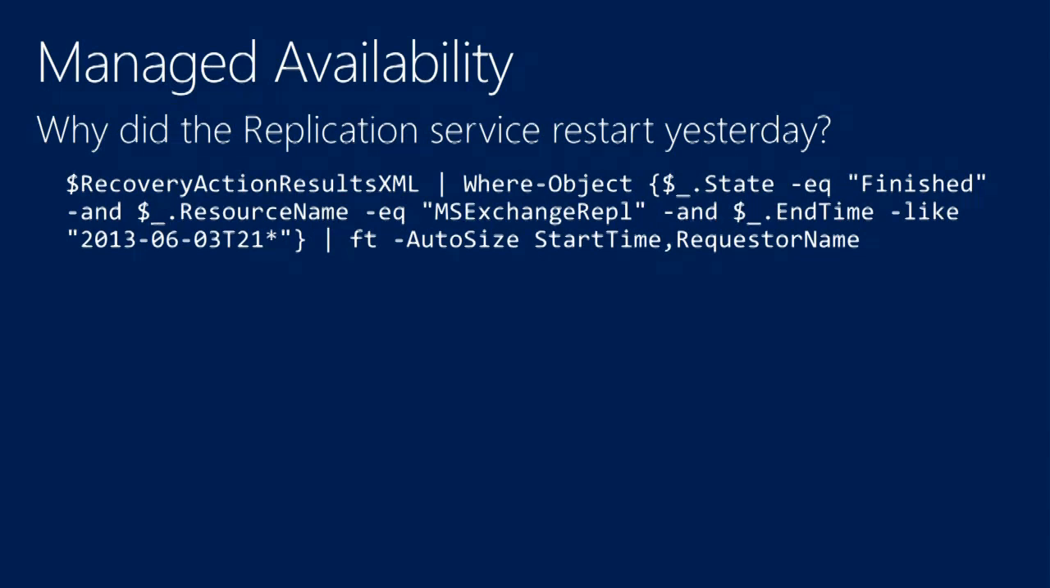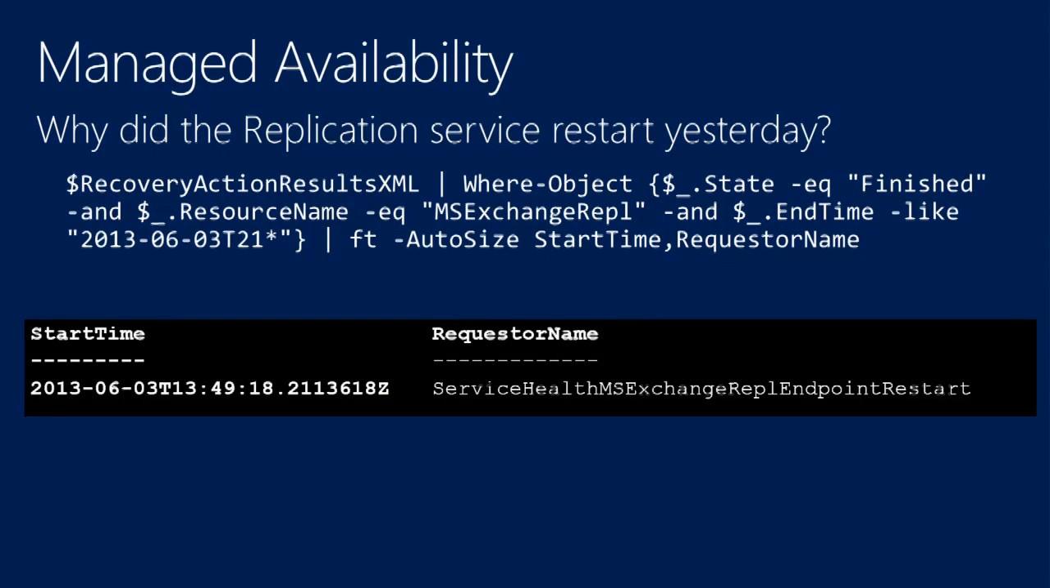So the first thing I'm going to do is run that one-liner there, and we're going to interrogate the Crimson Channel event log using that RecoveryActionResultsXML that we got from the other scripts. We're looking for MSExchangeRepl, that's the replication service, and we're looking for just a few pieces of information like the start time and requester name. What we'll get is output that looks like this. We'll see the time at which the requester started, and we'll see the name of the requester, this ServiceHealthMSExchangeReplEndpointRestart. It's very, very long. This is why you want to do this in the shell.